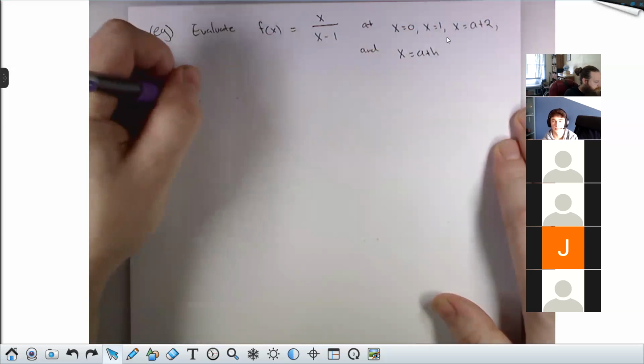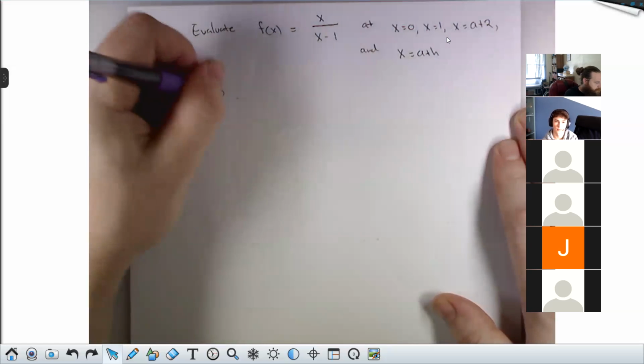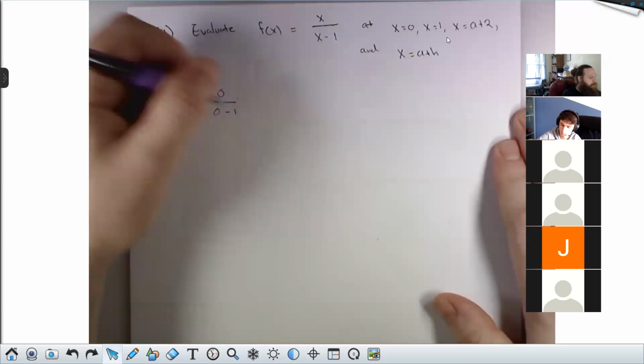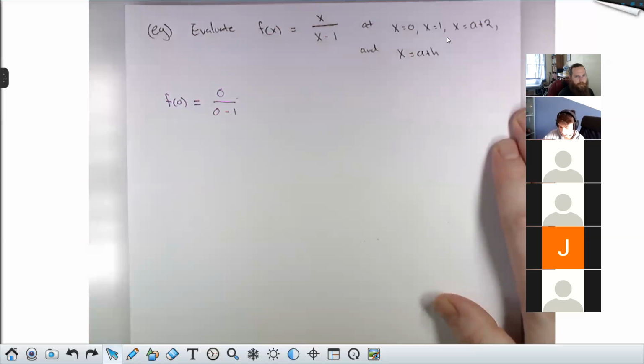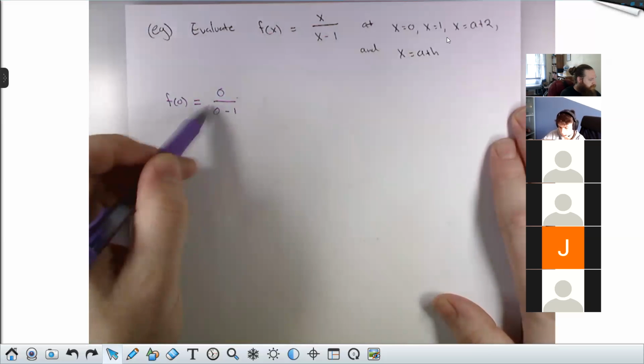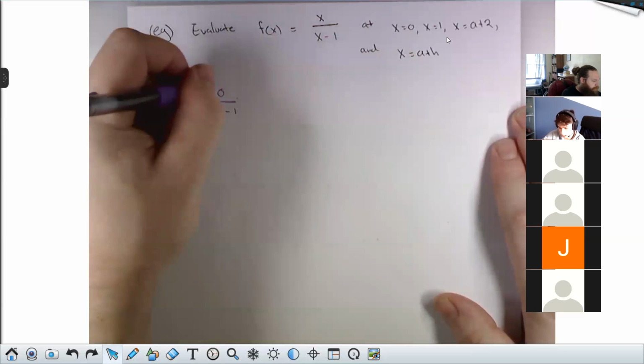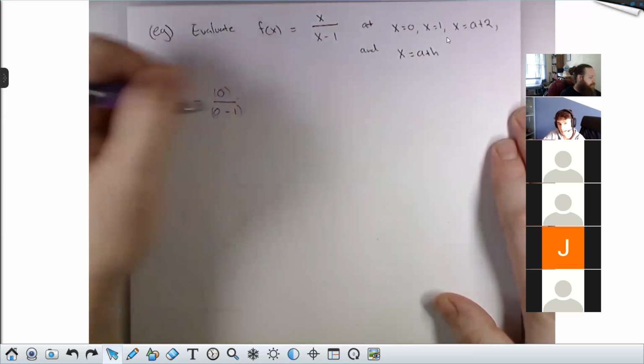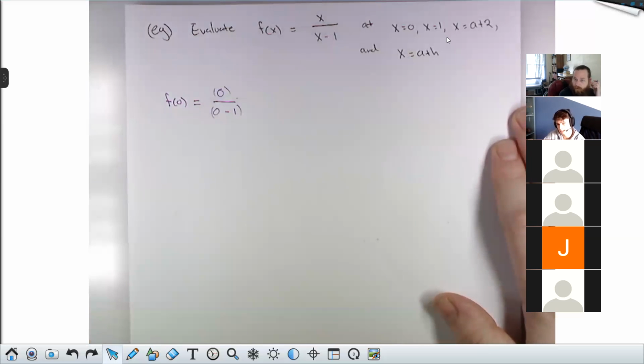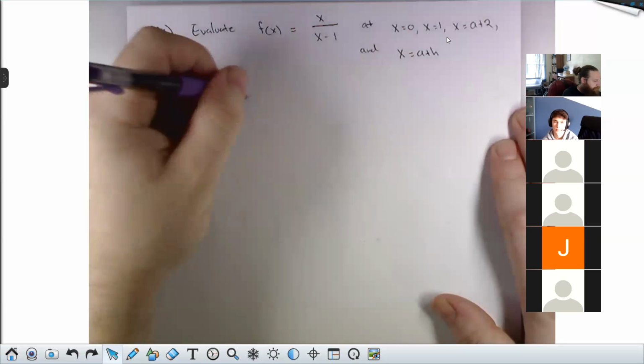F of 0 is what I get when I plug 0 in, right? So that's 0 over 0 minus 1. And again, you need to be careful about the order of operations. Fraction bars always have these sort of implied parentheses. And when you go typing into whatever computer algebra systems, calculators, tools you like to use, which I know you will use from time to time, make sure you remember that fraction bars have implied parentheses. It's always the whole top in parens divided by the whole bottom in parens.